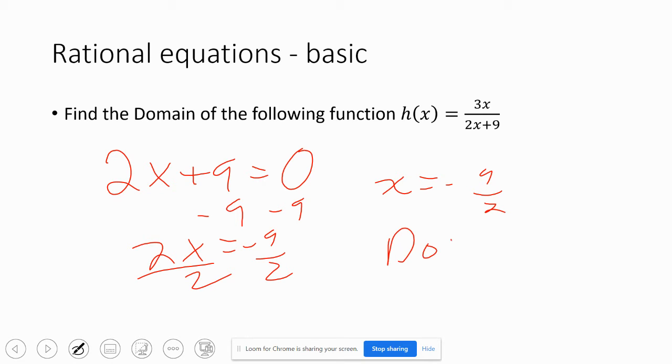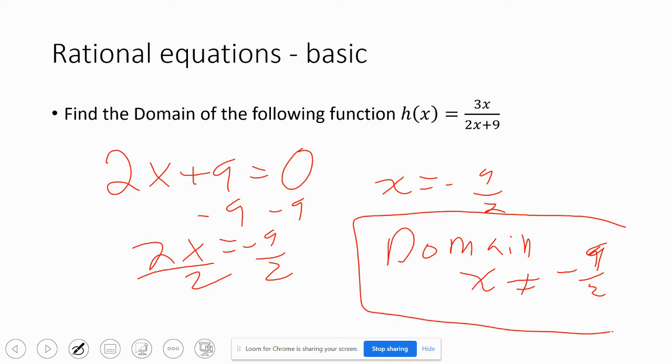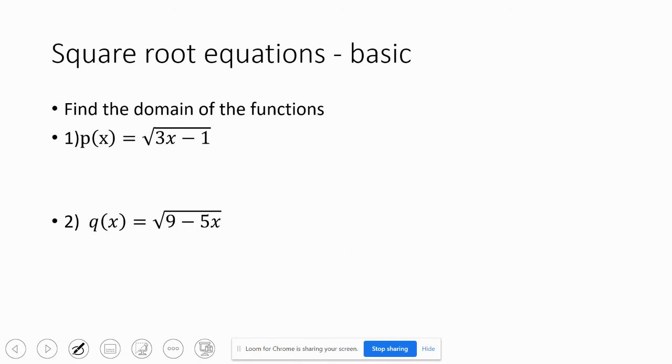So our domain is x cannot equal -9 over 2. Be careful when you write the domain, you write not equals. On to the next one.